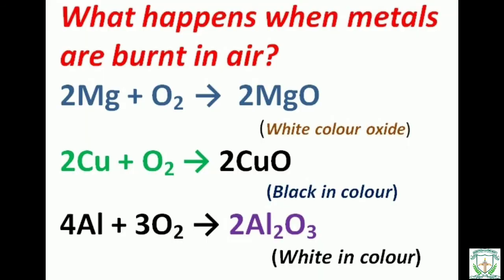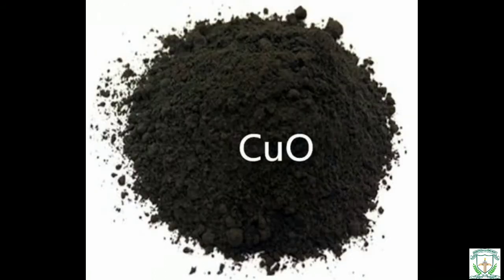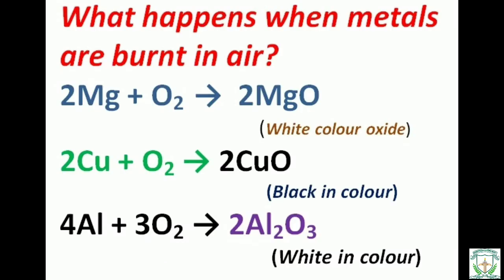Next, copper reacts with oxygen. That means copper burnt in air, Cu plus O2 gives rise to CuO. Copper oxide is formed, that is black in color. When heat is supplied to aluminium, the reaction is aluminium plus oxygen, Al plus O2 gives rise to Al2O3, that is aluminium oxide is formed, that is white in color.